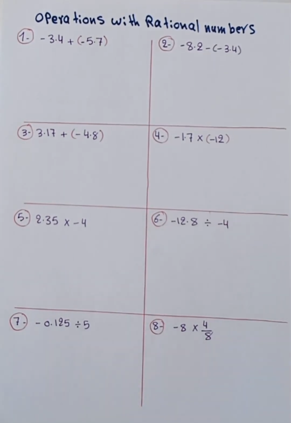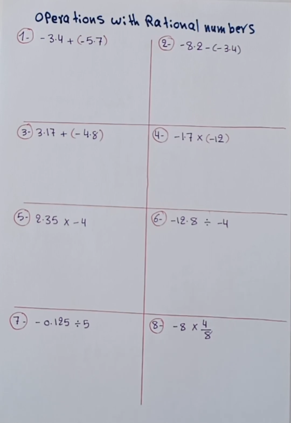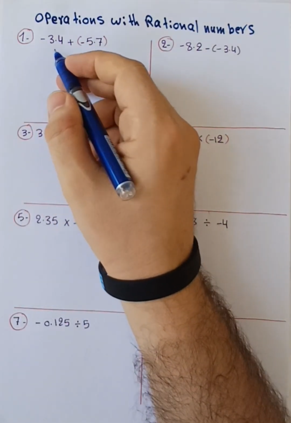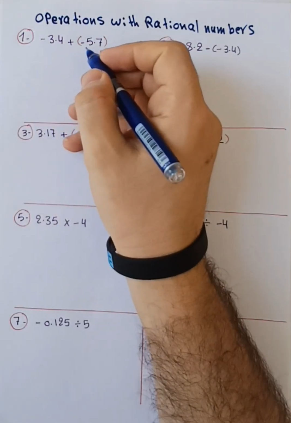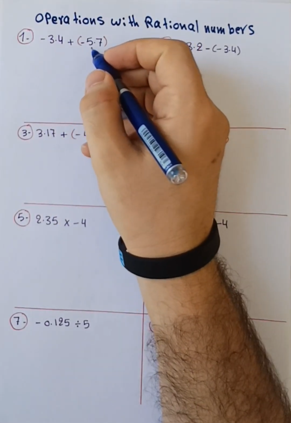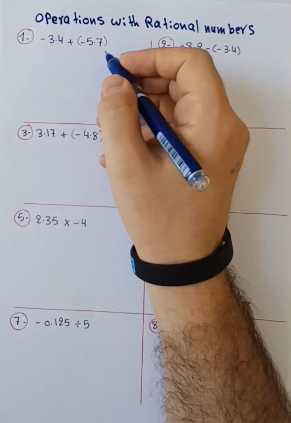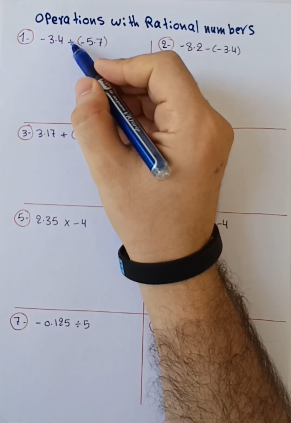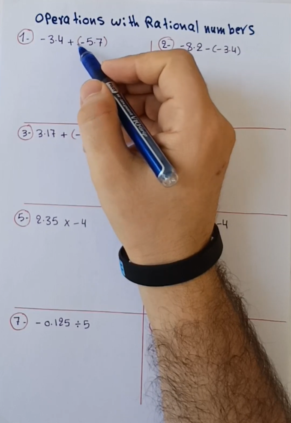Hello dear students, in this lesson I'm going to talk about operations with rational numbers. The first operation I'm going to talk about is addition. Example number 1: we have negative 3.4 plus negative 5.67. First, we have to multiply these two signs to become one sign.